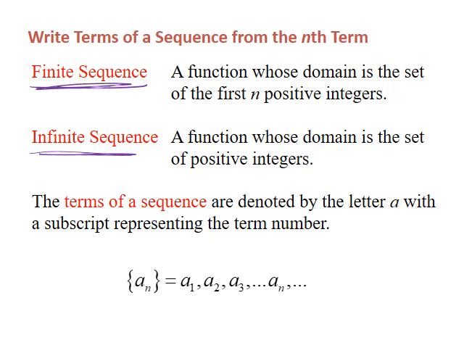The terms of a sequence are denoted with a lowercase letter and a subscript representing the number of the term. So this is the first term, second term, third term, and this is the nth term.